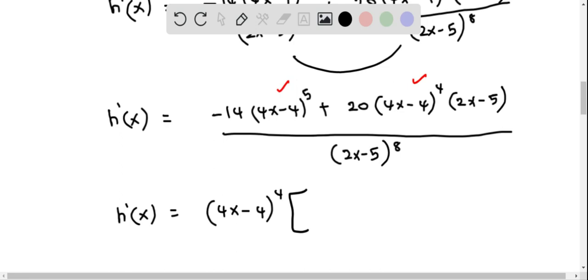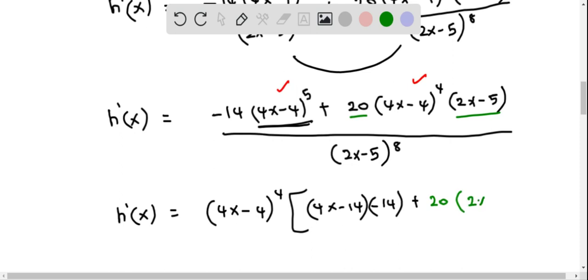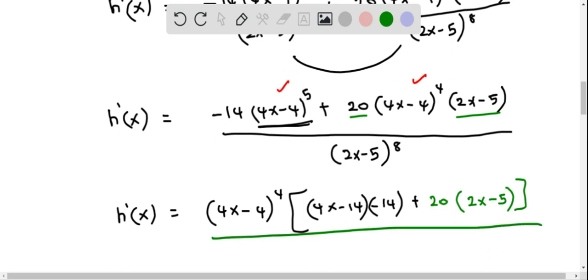Now I put this bracket. When we factor (4x - 4)^4 from the first term, we'll be left with one factor of 4x - 4 multiplied with -14. And in the second term, we'll be just left with these two terms, that is 20 times (2x - 5). And this is all over (2x - 5)^8.